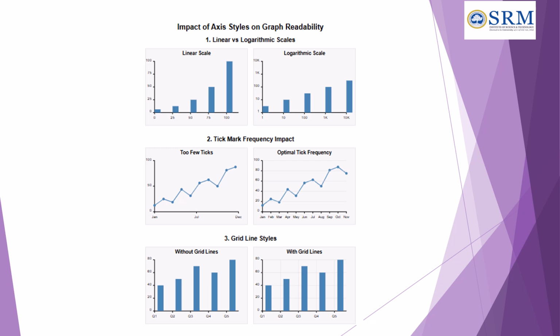Section 3 highlights the role of grid lines. Without grid lines, it's harder to estimate exact values. But with light grid lines, we get helpful reference points without distracting from the data. Altogether, these examples show that thoughtful axis design through scales, ticks and grid lines greatly enhances readability and user understanding of visual data.